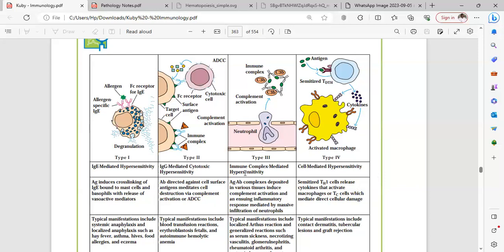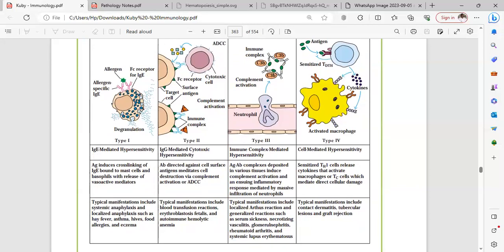Type 3, we said, is immune complex mediated. We've said that the antigen antibody complexes form deposits in various tissues, and as a result, it will lead to inflammation, which will lead to influx of neutrophils. We gave examples there: rheumatoid arthritis, SLE, and the one whose name I failed to pronounce.